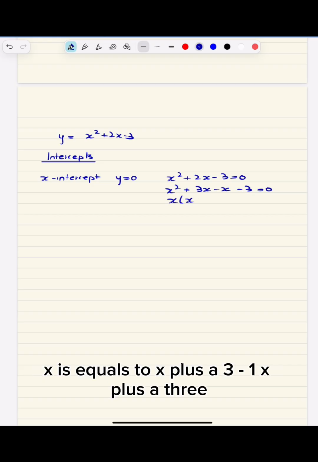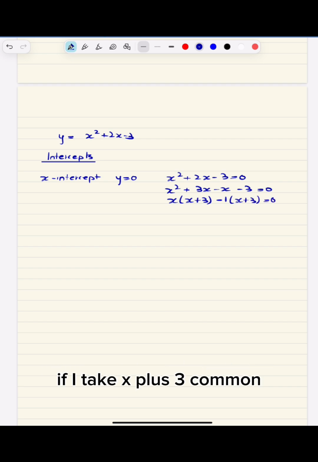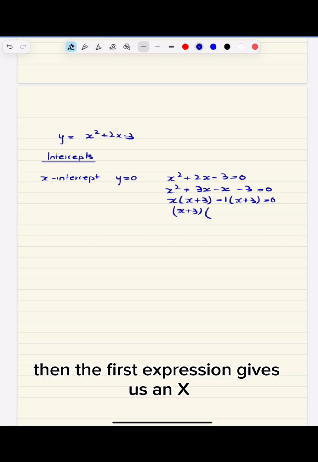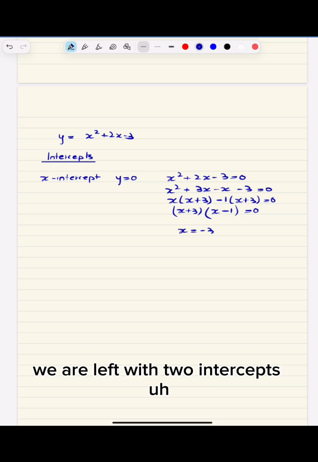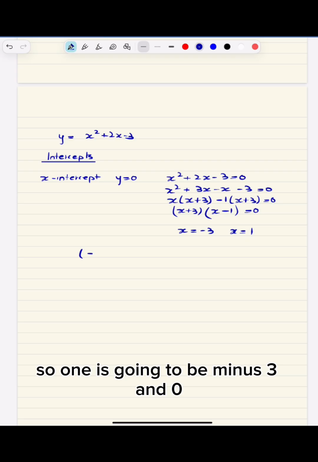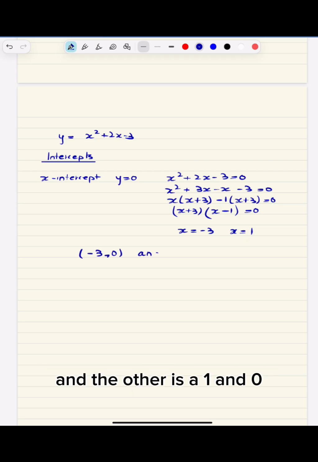If I take x plus 3 common, then the first expression gives us an x, the second gives us a -1. So for the x-intercepts, we are left with 2 intercepts. One is going to be (-3, 0), and the other is (1, 0).